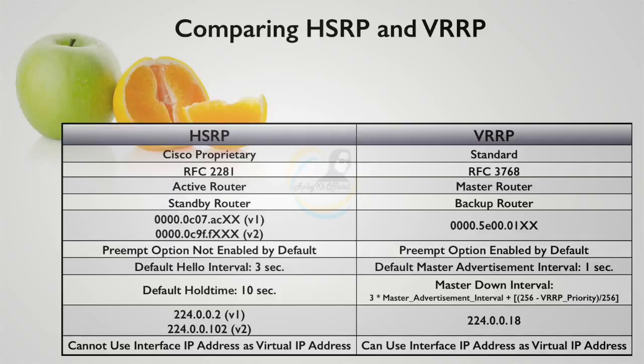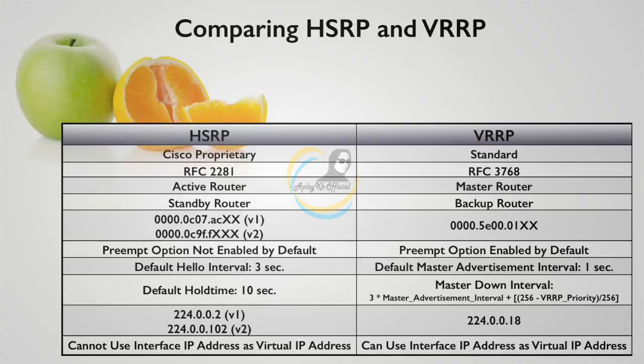And it's not something that we explicitly set with a command. It's going to be 3 times the master advertisement interval plus something that's called the skew time. The skew time is 256 minus the VRRP priority, and we take that number and divide by 256. So if you think about it, the higher the VRRP priority, the lower the master down interval.